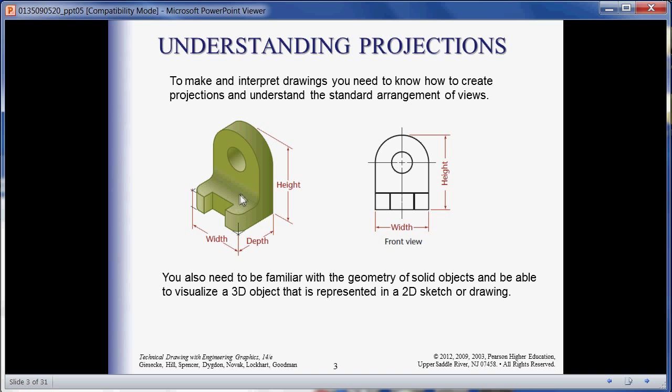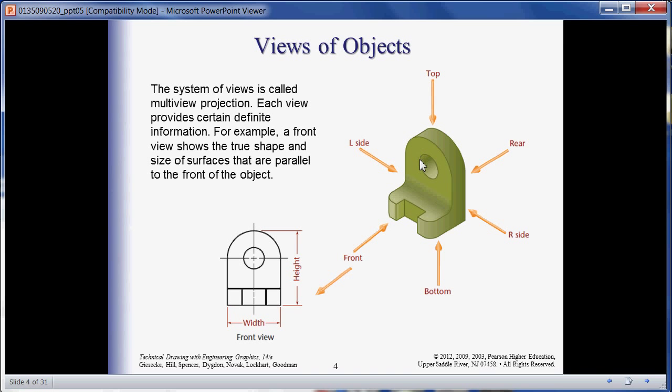So anyway, if we take a look at this part right here, the front view is shown right here, and that's the projection shown in this direction. Okay, I think we all have that. Now if we take a look at this view, we can see that the front is in that projection, and then the right side is here, and the left side is obviously opposite that. Top, bottom, and then rear. Makes sense. So we have the six primary views.